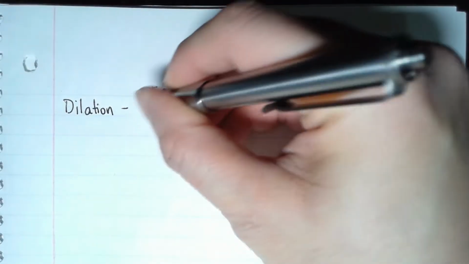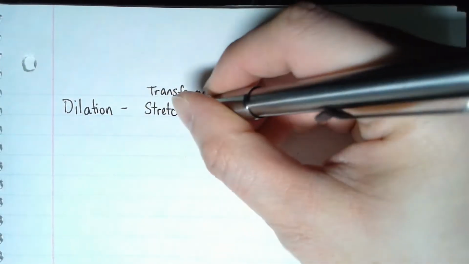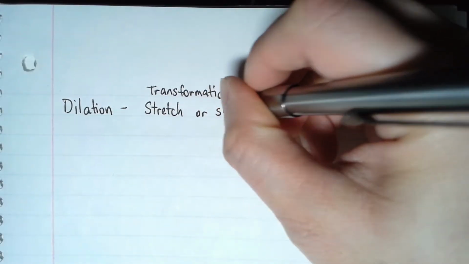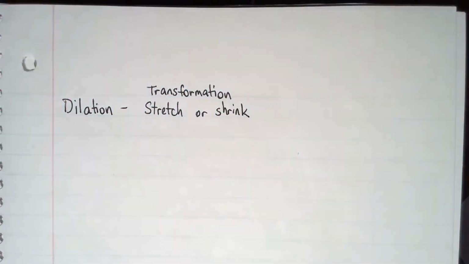Today we'll be talking about two transformations, but right now my focus is dilation. Dilation means stretch or shrink. Now I am assuming that you already watched the first video about transformations, which is about translation, and that you are familiar with inside and outside of parentheses. So let's get to this.